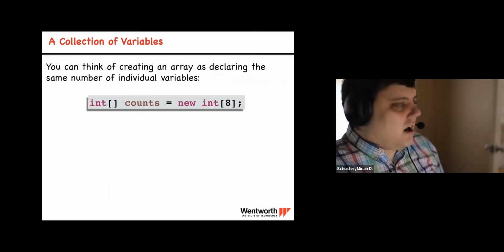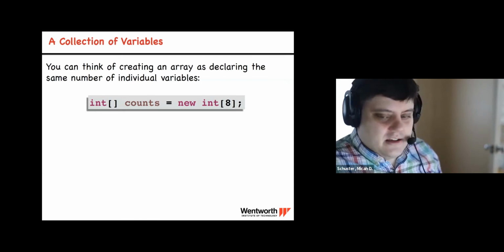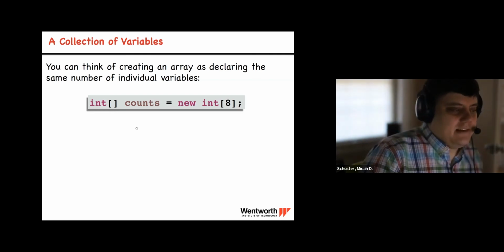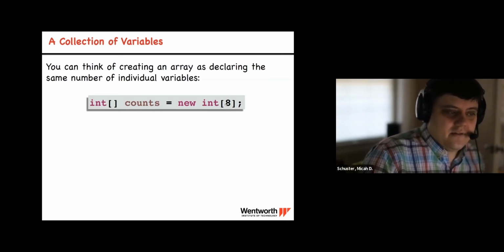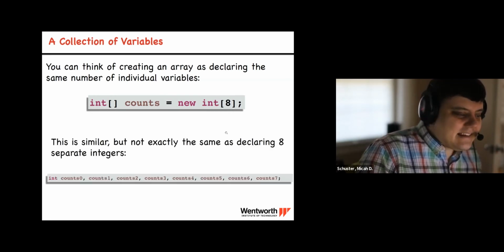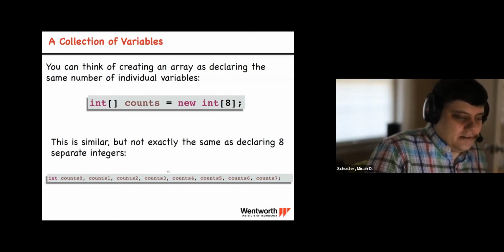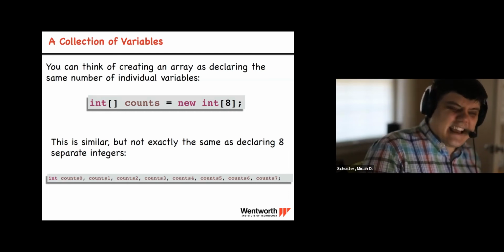All right, so you can sort of think of an array as actually declaring the same number of individual variables. So let's think about what this line is doing: int array called counts is equal to a new integer array of size 8. So it's 8 integers called counts. It's kind of like doing this. I create a counts 0, 1, 2, 3, 4, 5, 6, 7. That's 8 total integers, counts 0 through 7. It's kind of like doing that.